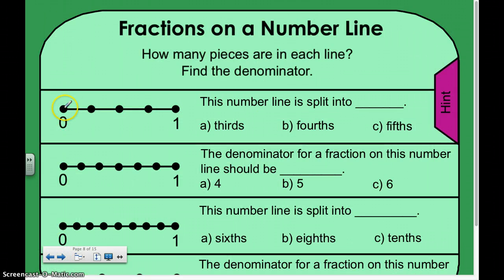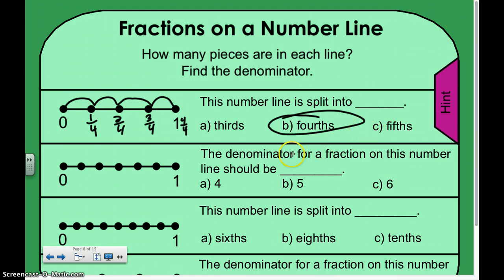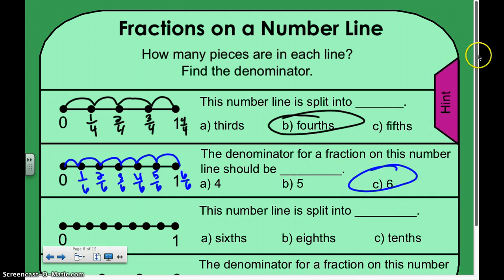Let's do some practice. So this is 1, 2, 3, 4 jumps. So this is going to be split into fourths. This is 4/4, and this would be 3/4, 2/4, and 1/4. Notice that 0 does not get a fraction. Let's look at this one. This is 1, 2, 3, 4, 5, 6 jumps. So this is 6/6, this is 5/6, 4/6, 3/6, 2/6, and 1/6. So this is split into 6 pieces.